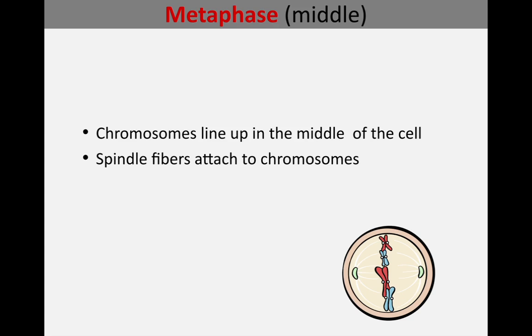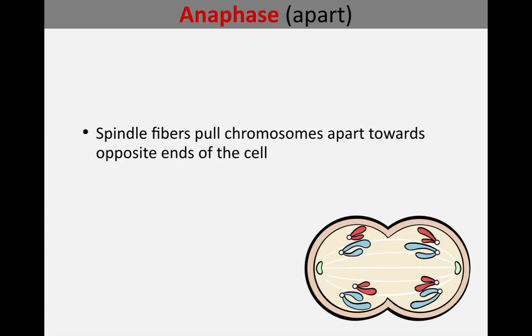The spindle is fully formed. It's attached to each of those chromosomes, and it's ready to move into anaphase, which means apart. Spindle fibers are going to then pull the chromosomes apart toward opposite ends of the cell. And it does this, or the spindle fibers do this, by shrinking in size.